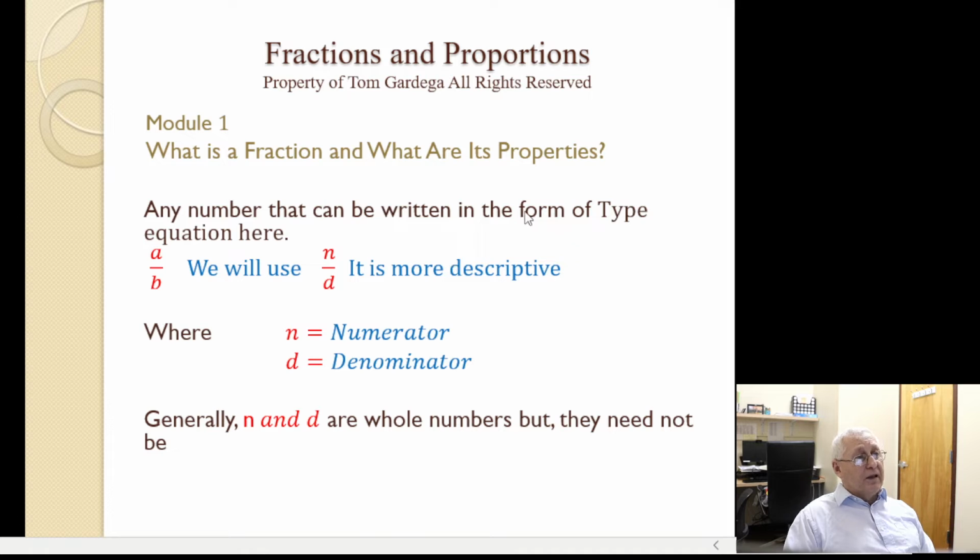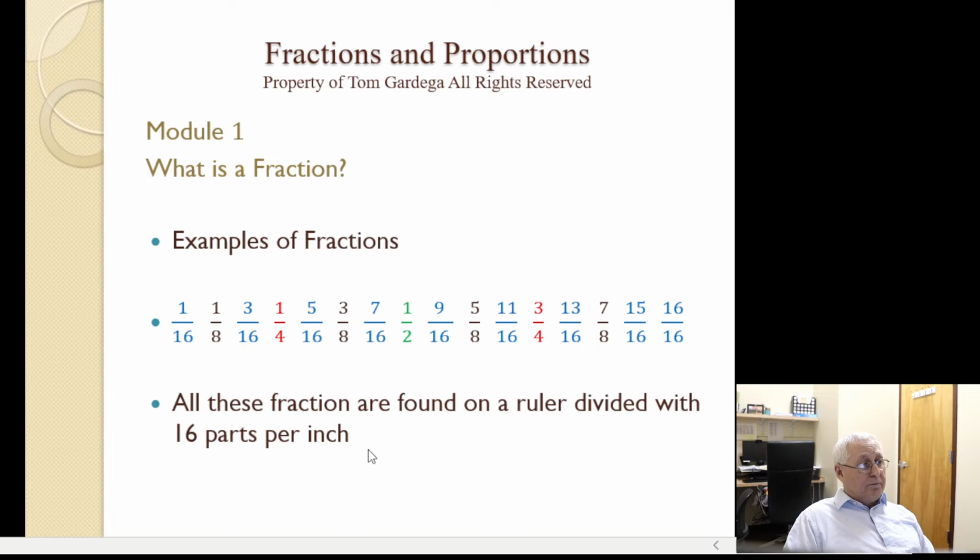Any number that can be written in the form of A over B. That's how mathematicians state it. It really doesn't matter the letters that we use, we're going to use the letters N over D because it's more descriptive, where N equals the numerator and D equals the denominator. N, numerator is on top, denominator on the bottom. Otherwise, you would have to remember that A is the numerator and B is the denominator, and they're not as descriptive as N over D. Generally, N and D are whole numbers, but they need not be.